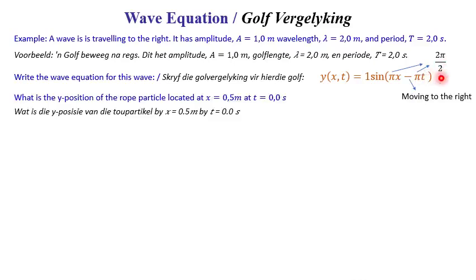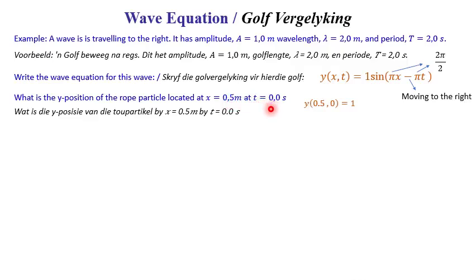Okay, what is the y position of the rope particle located at x is equal to 0.5 meters at t is equal to 0 seconds? Pause the video here. Welcome back. So that was a simple substitution, 0.5 in there, 0 in there, and you should have got 1. Yeah, so that's the y position of George if George is located at 0.5 meters at the snapshot taken at t is equal to 0 seconds.